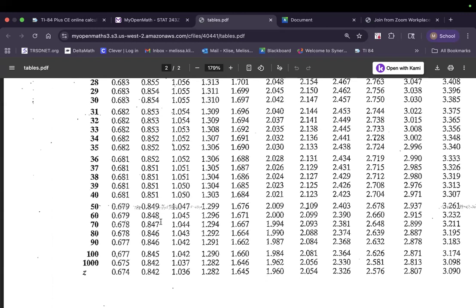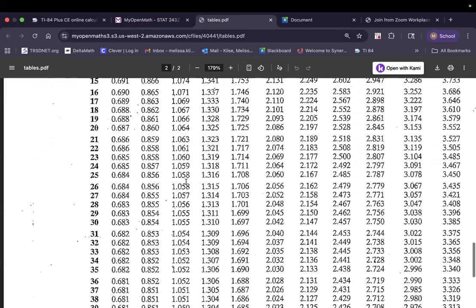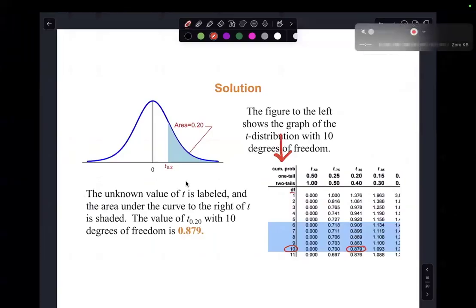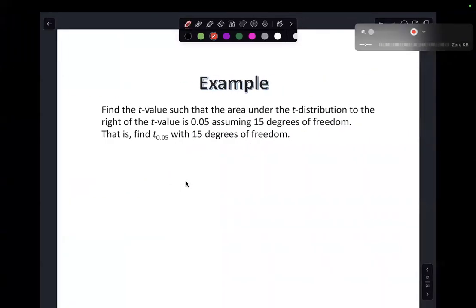And I believe we have an example that requires us to go down here, and I'll show you what to do with that. Plus, I'm going to show you how to use your calculator to find these. But I know that some of the TI-83s don't have the inverse T capability. So if you have a TI-83, you'll probably have to use the T table, which thankfully is a pretty easy table to use. Okay, let's go back. All right, so let's find another one.